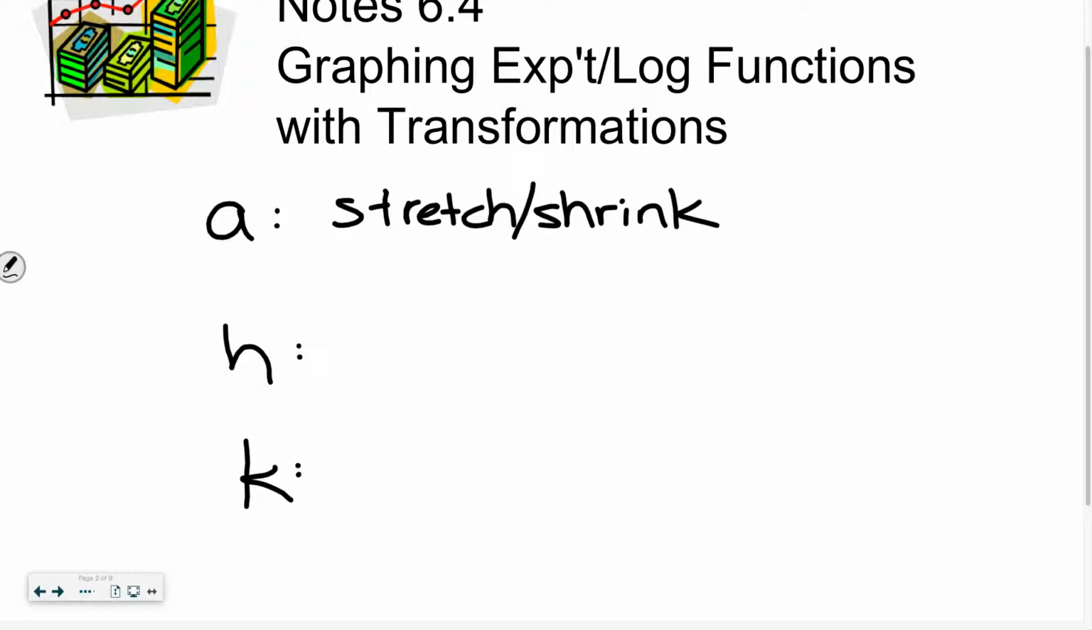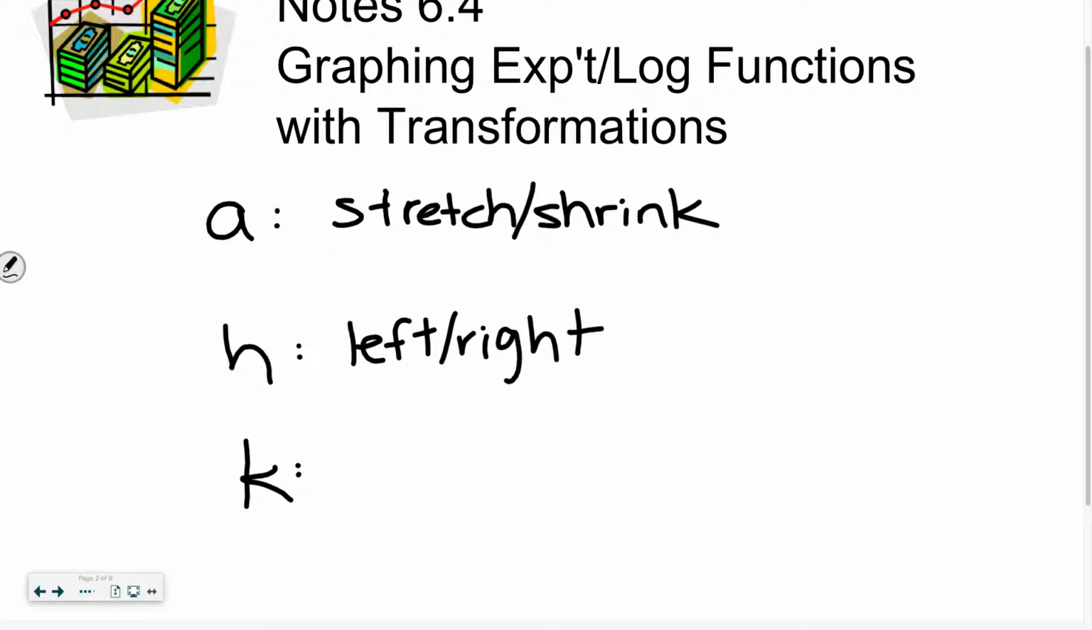Great. Colin, what's something else you and your group talked about? H moves the graph up and down. Did we agree with that? No, H actually moves the graph left and right. That's okay, it's been a while.